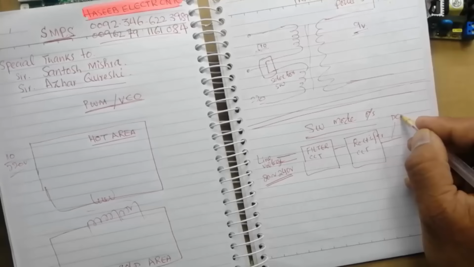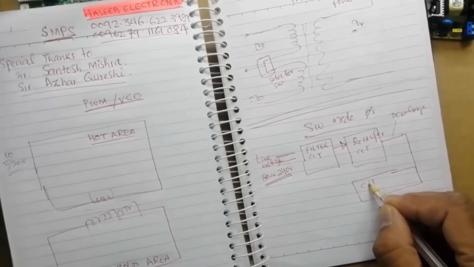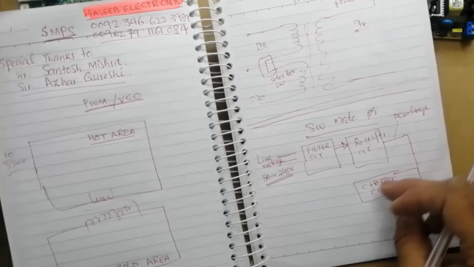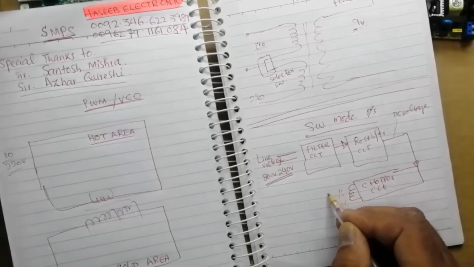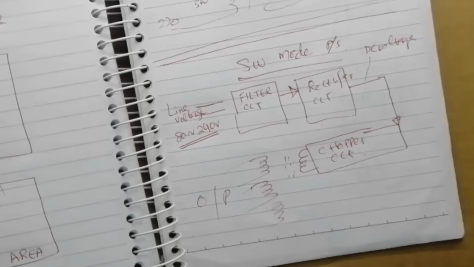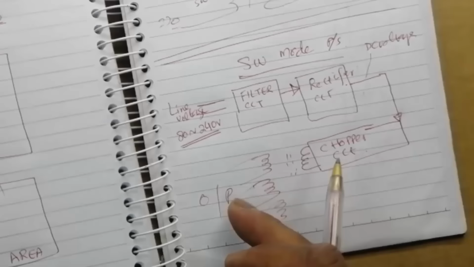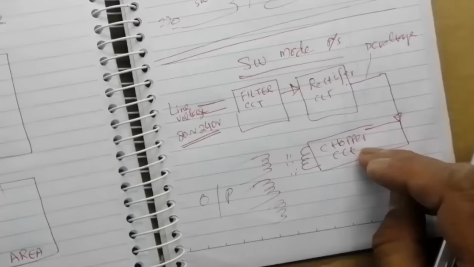Now this DC voltage is applied to a chopper circuit. What is a chopper circuit? We will discuss it in detail. Then there is a transformer here, and here are the outputs. This chopper circuit takes DC voltage, switches it in this transformer, and gives output. We will come here now. I will demonstrate what the chopper circuit is, what the inverter circuit is.